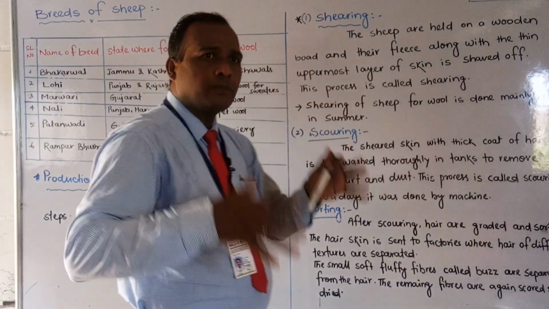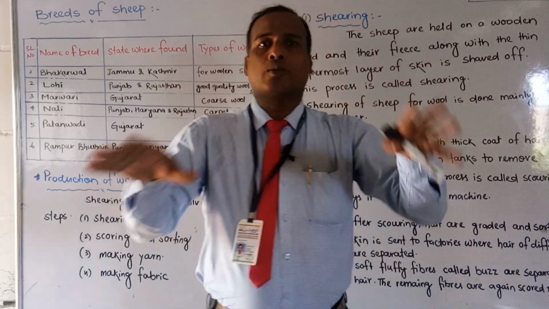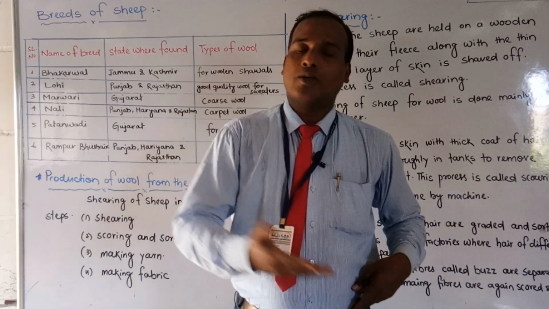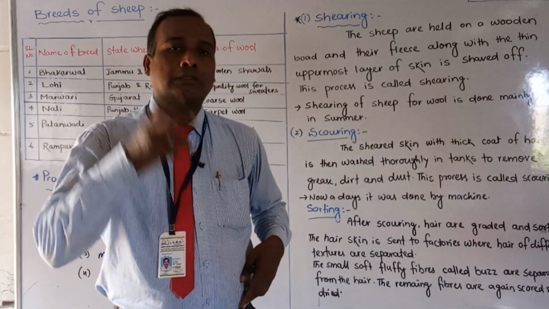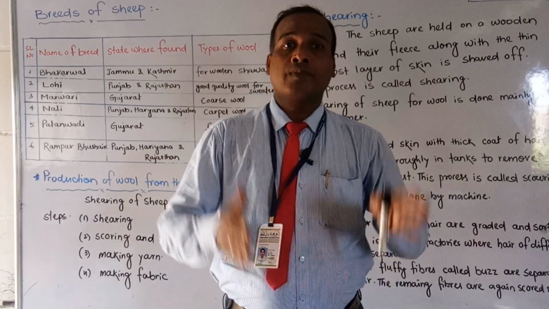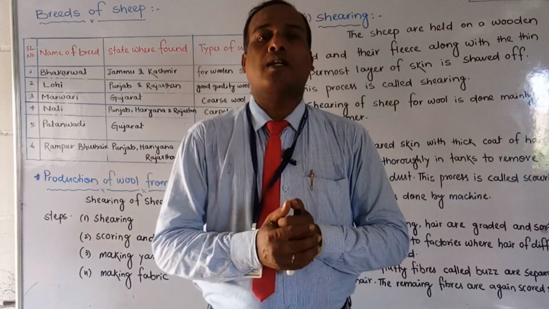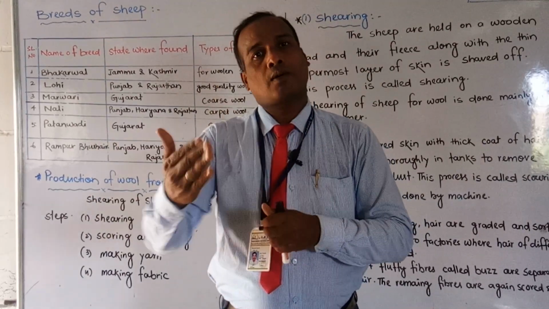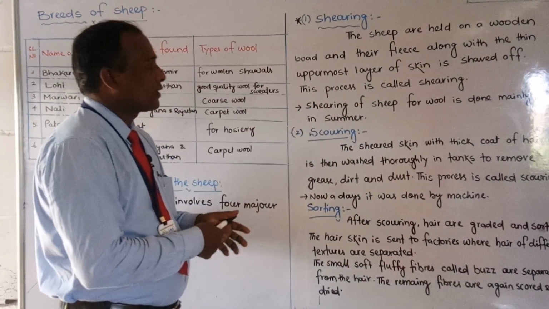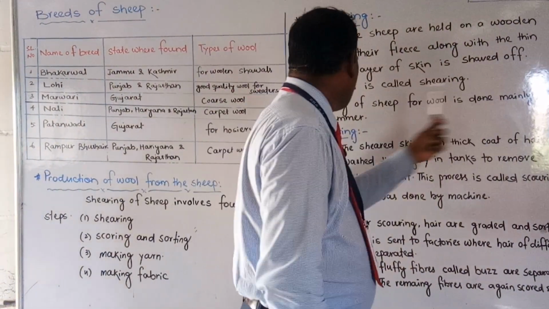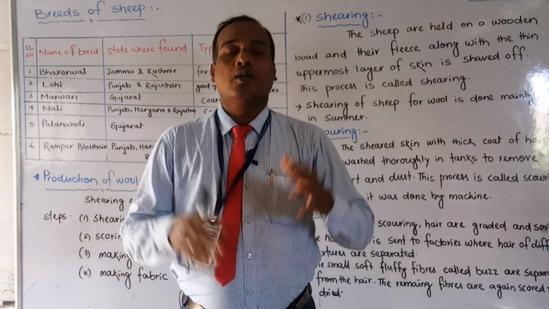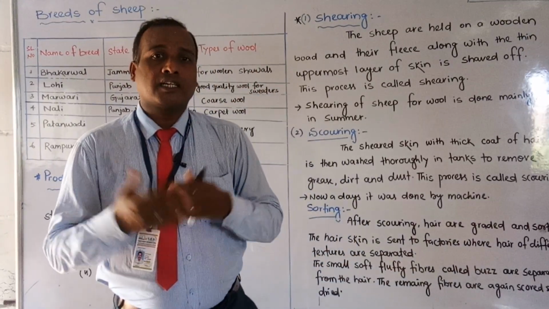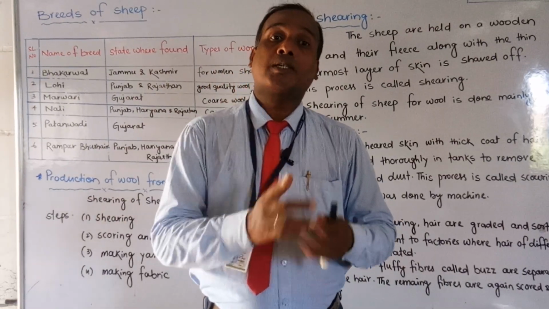That means you have to catch the sheep, place it, and tie it on a wooden board or wooden block. Then you have to shave it and remove the hair from the sheep. That process is called shearing, that means removing the hair from the sheep. Shearing of sheep for wool is done mainly in summer. I have already told you, we remove the hair generally in the summer season.